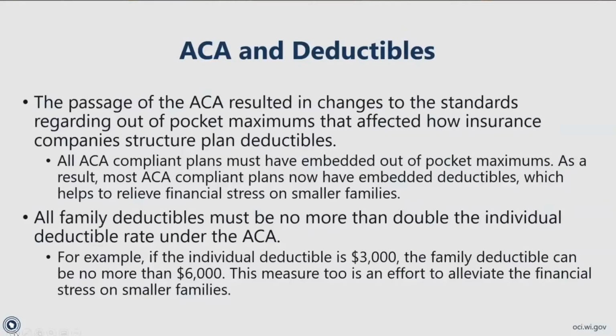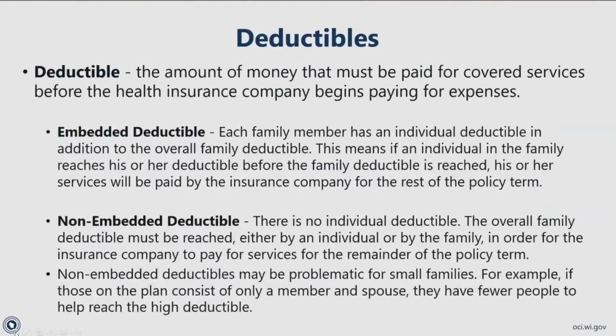And to better explain embedded and non-embedded, if we move to the next slide. Deductibles are the amount of money that must be paid for services before the insurance company is going to start paying on that claim. An embedded deductible means each family member has an individual deductible amount in addition to an overall family deductible. So if an individual in the family reaches his or her deductible before the family reaches their deductible, his or her services are going to be paid by the insurance company before some of the other members of the family.